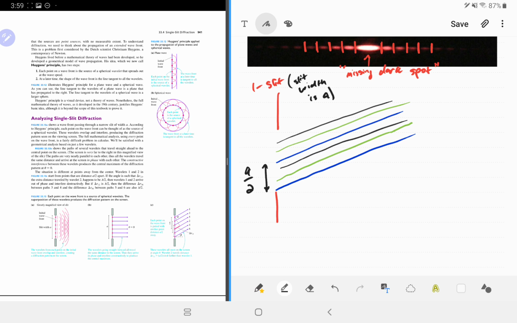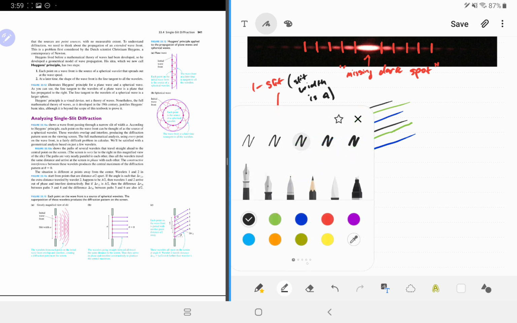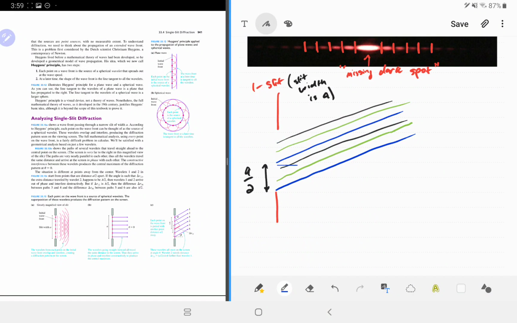Okay, so I'm just going to focus on the blue light right now. So the pair of blue right there. The way I drew it, this light ray, the one on the bottom right there, travels a little bit farther than the one on top. So there is a path length difference between those two.